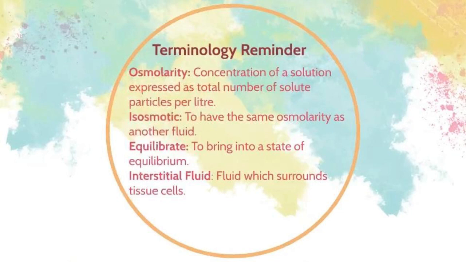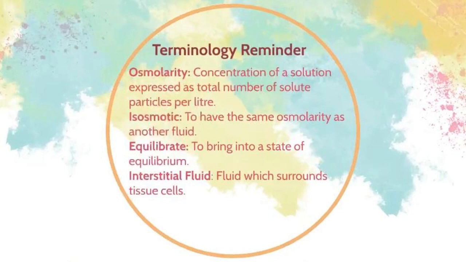So to repeat the definition of osmolarity in the context of salt, we would say concentration of salt expressed as a total number of particles per litre of water. So that's grams per litre, for example. The next term is isoosmotic. So this is to have the same osmolarity as another fluid, meaning the osmotic pressure would be the same. There would be no movement of water either way.